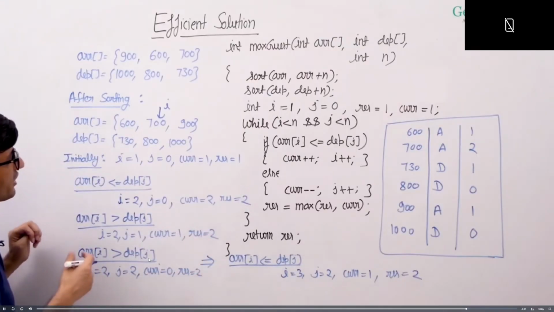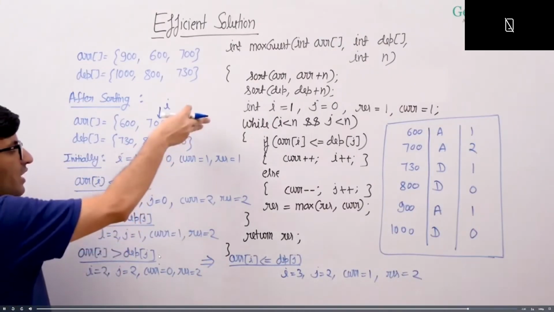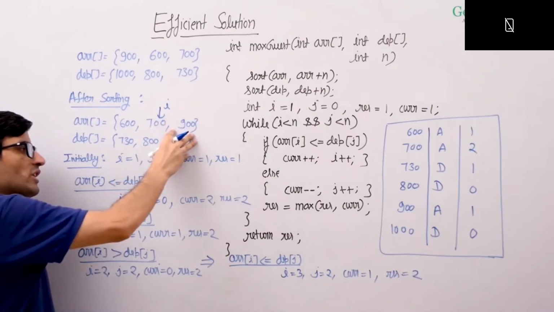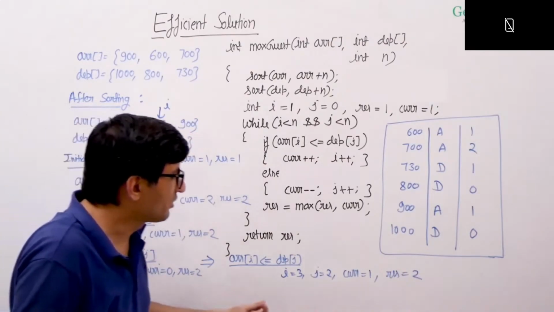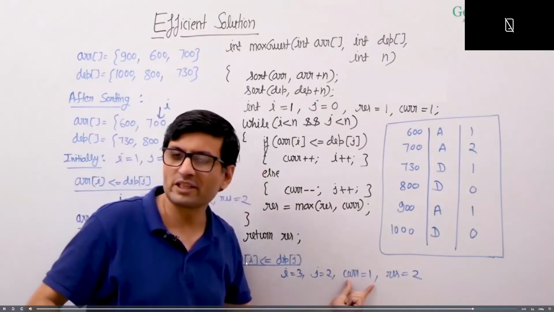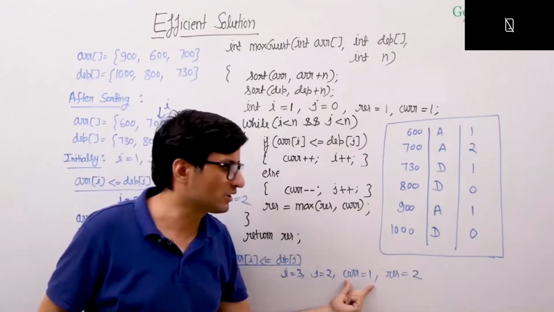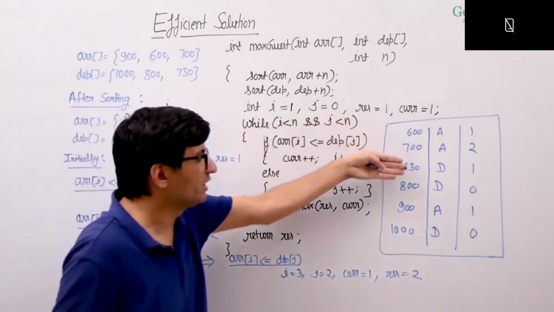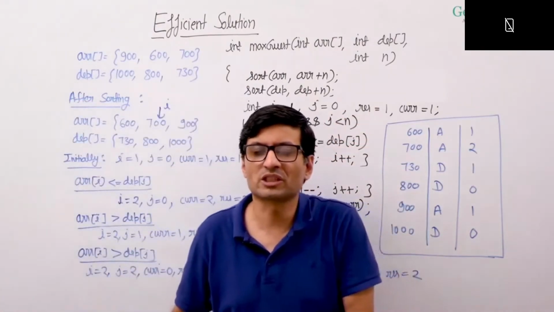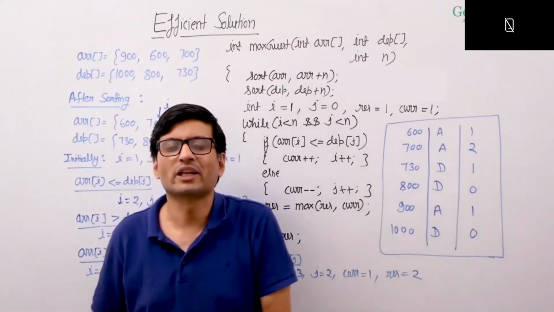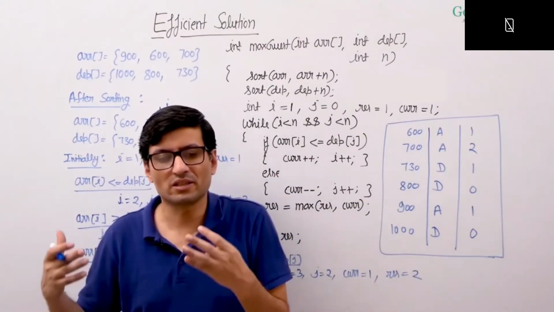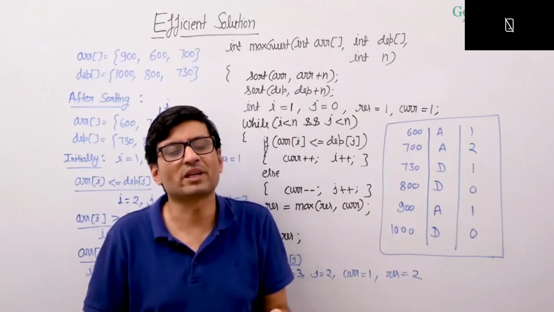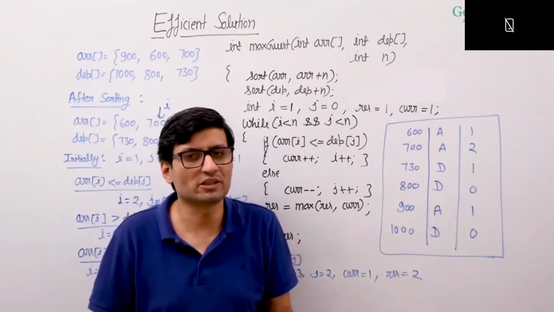In the next iteration, arr[i] is smaller than dep[j]. So we are going to increment the current, but current is not more than result, so we are not going to update the result. So you can notice that we have actually considered all the events in sorted order because we are doing something like the merge of merge sort, and at every moment we have just counted the current guests and we have compared it with the maximum guests so far, and we have updated the maximum.